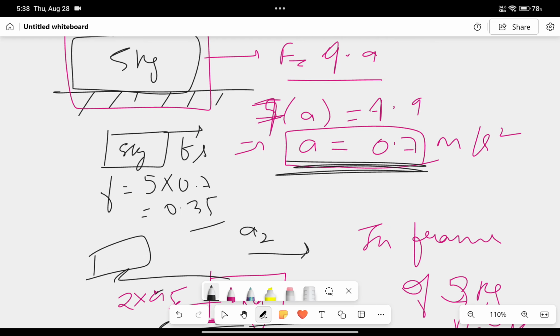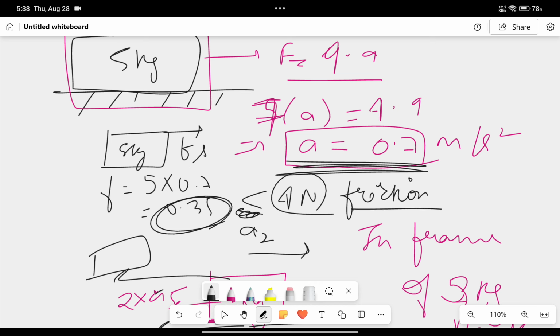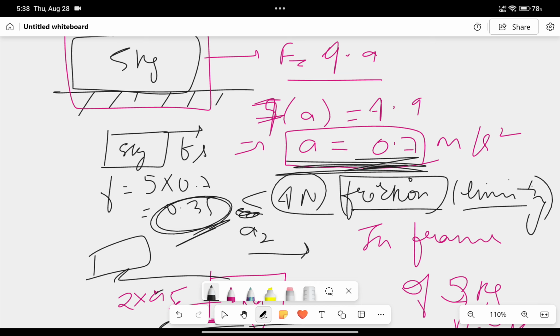So it will come out to be 0.35, as you can see, and 0.35 newton is less than, not equal to, less than 4 newton. That was the friction in our scenario, and it was actually the limiting friction. If you heard me right in the beginning, I told you that mu s into N is the formula for limiting friction, and this limiting friction is 4 newton, and we have proved that the friction in this scenario is actually less than 4 newton, which means it's in the range, and it means it's static friction. It's not limiting, it's not kinetic, it's static friction only.